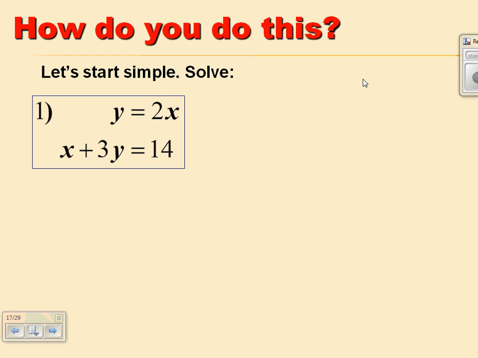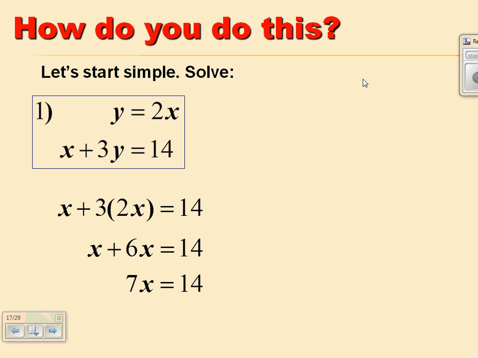Since we know that y equals 2x, what I can simply do is substitute this into the other equation for where y is. Y is equal to 2x. So I'm going to substitute that. And I get x plus 3 times 2x equals 14. Because I'm going to substitute in y for 2x. What I then do is I then simplify this and solve. x plus 6x equals 14. Simplifies to 7x equals 14. Therefore, x equals 2.